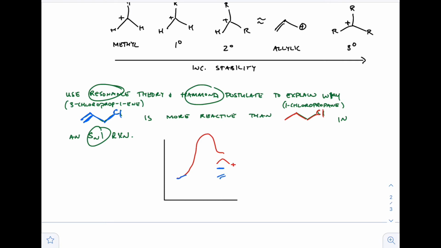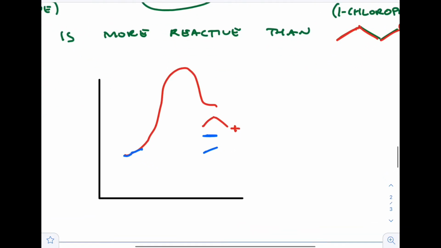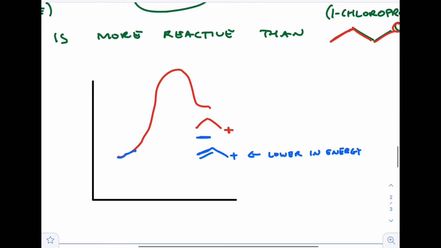That's very unstable. But we do know that an allylic carbocation is actually lower in energy. Sorry, my pen is mad at me. The allylic carbocation is lower in energy, so that blue line above is going to represent the final product, the allylic carbocation's energy. And that's lower in energy because of resonance, right?